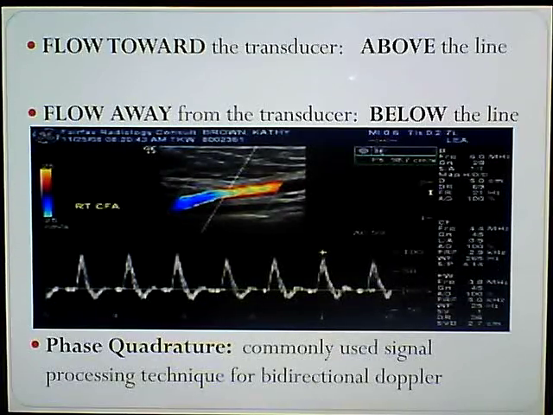Phase quadrature is a word you will see. All it means is that it's a commonly used signal processing technique for bidirectional Doppler. Simple as that. The machine does it for you. It's just a definition.